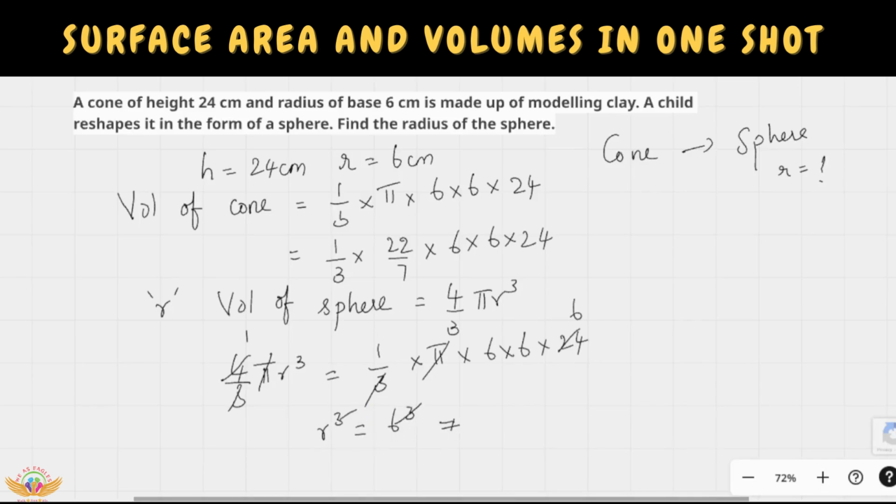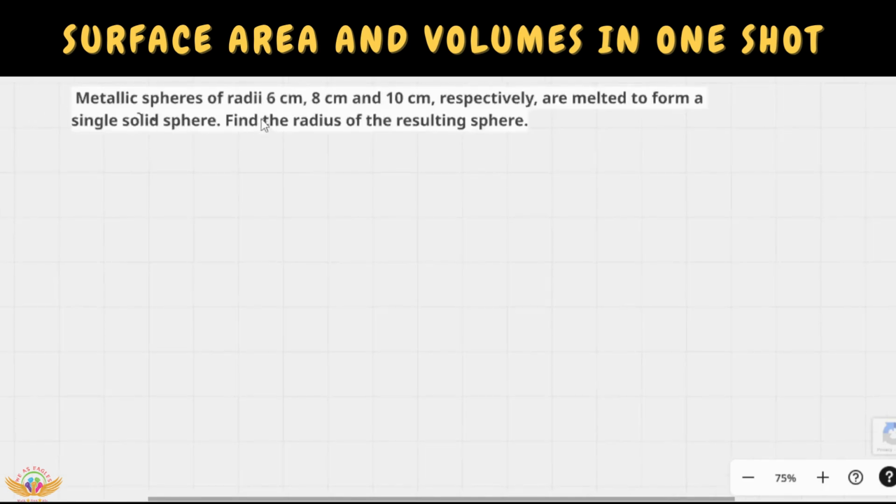So cancel the cube and r value, we got it as 6 centimeters directly. So the radius of the sphere is 6 centimeters. Metallic spheres of radii 6 centimeters, 8 centimeters and 10 centimeters. So there are 3 spheres, 1, 2, 3, with these radii, and they are melted. So again they are asking a melting question to form a single solid sphere.